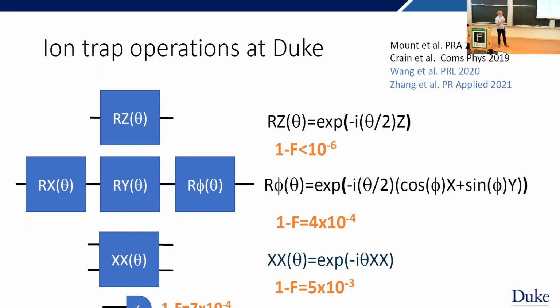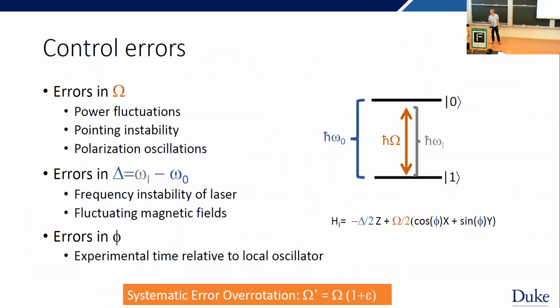Rotations in the XY plane, we have an error of a few times 10 to the minus 4. Our best XX gate is about 5 times 10 to the minus 3 in Jungsong's and my joint lab. And then our best measurement, which is not the measurement we use every day, also uses these superconducting nanowire detectors to get to that. Normally, we're closer to just below 1%, like 0.5%.